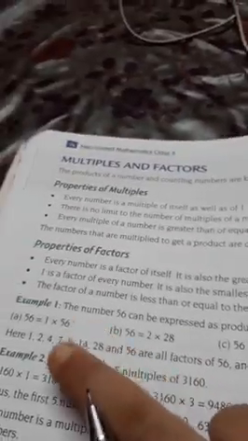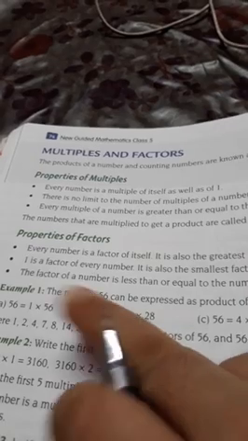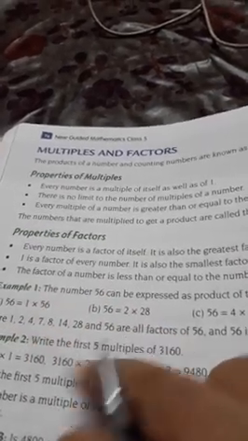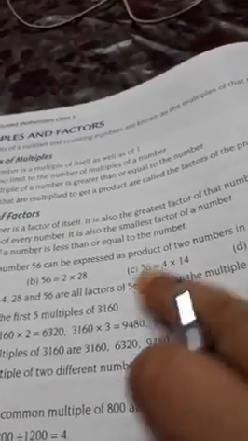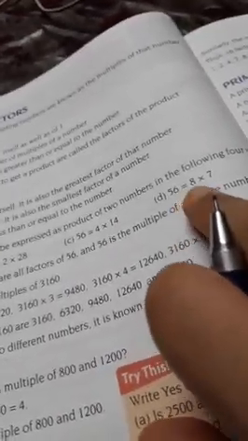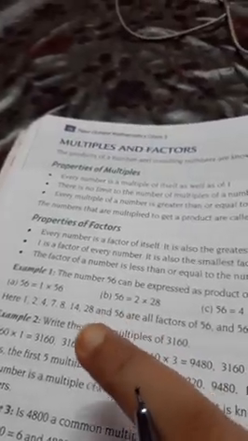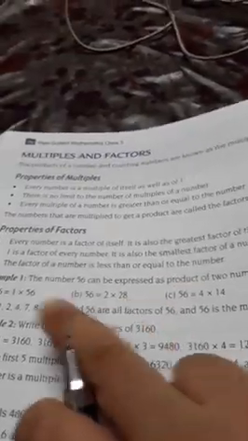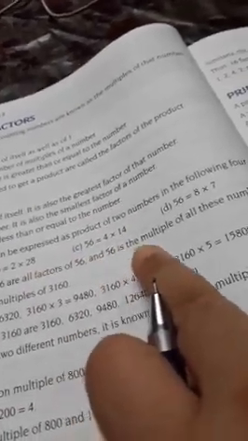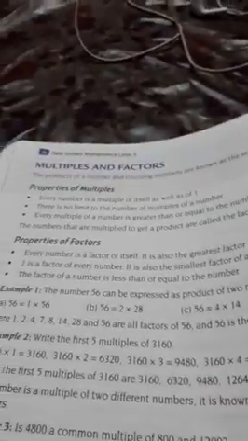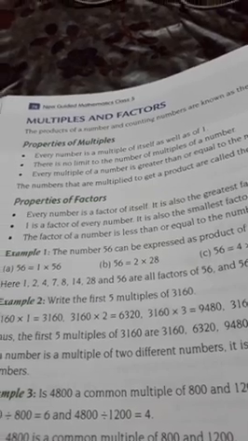So see here, when we multiply 1 into 56, we get 56. When we multiply 2 into 28, we get 56. When we multiply 4 into 14, we get 56. And when we multiply 8 into 7, then also we get 56. So here 1, 2, 4, 7, 8, 14, 28, 56 all are the factors of 56, and 56 is a multiple of these numbers. Okay, so now I hope all of you can understand what a factor is.